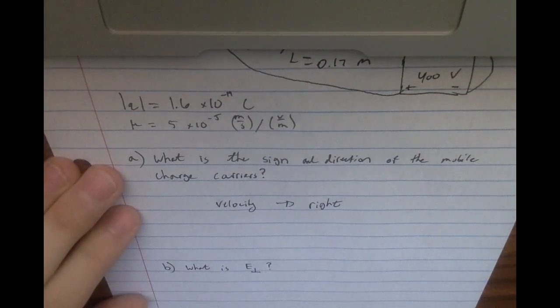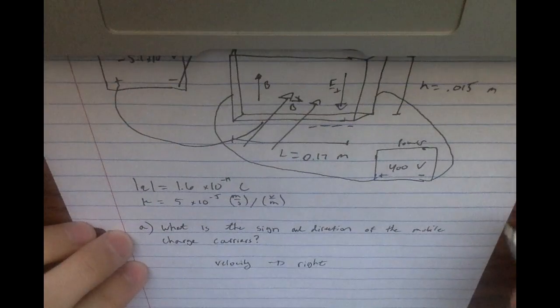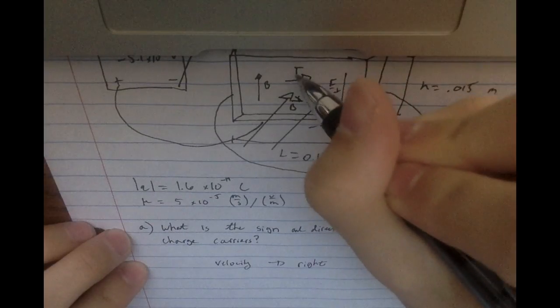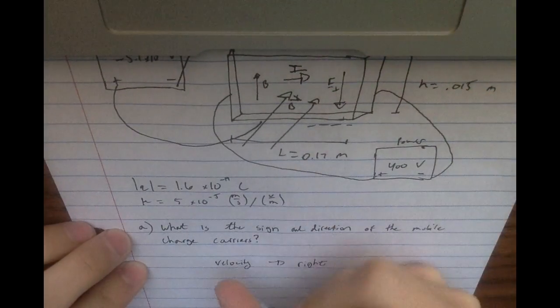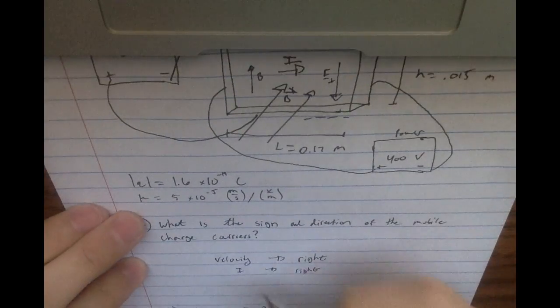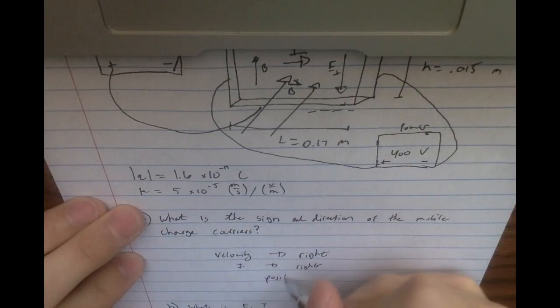Since the velocity is going to the right, looking back at the power supply, positive is going this way, so the conventional current I is also going to the right. Since I goes to the right and velocity goes to the right, the sign of the mobile charge carriers is positive.